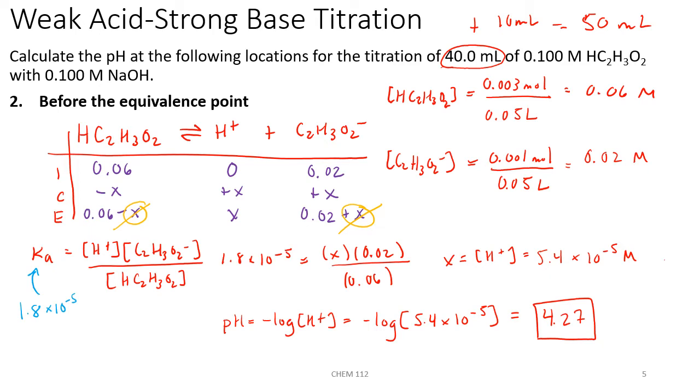Anywhere before you reach the equivalence point, you're going to end up doing a buffer calculation. You're going to end up having some amount of weak acid present with some amount of conjugate base. The amount of conjugate base present will depend directly upon how much of your strong base was added during the titration, as we did in the first part of number 2.